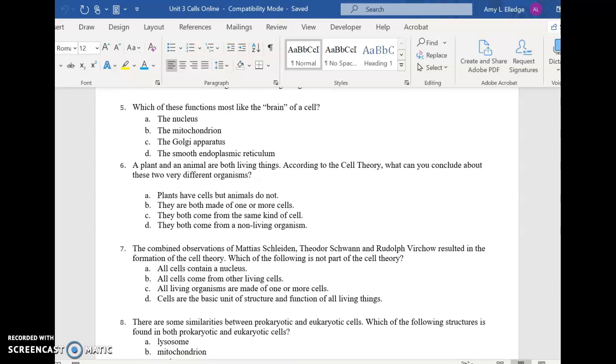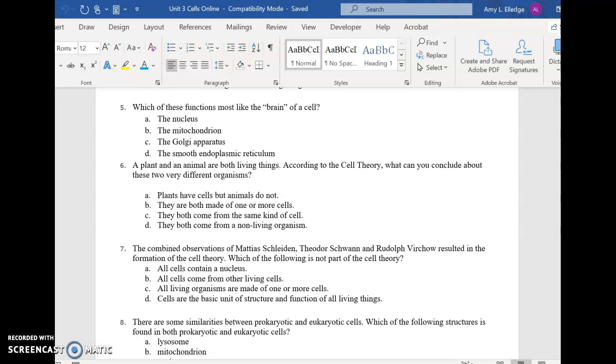Which of these functions is most like the brain of the cell? So the brain controls things, right? So the nucleus holds your DNA and controls the cell. So hopefully you pick nucleus. The mitochondria is the powerhouse of the cell. Golgi packages proteins. And the smooth ER creates lipids and removes toxins.